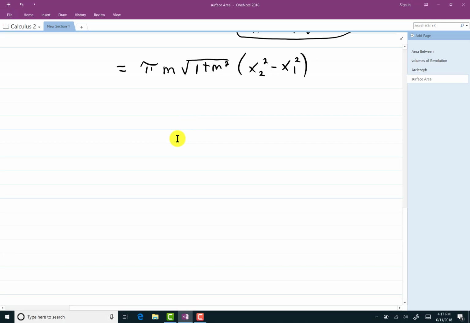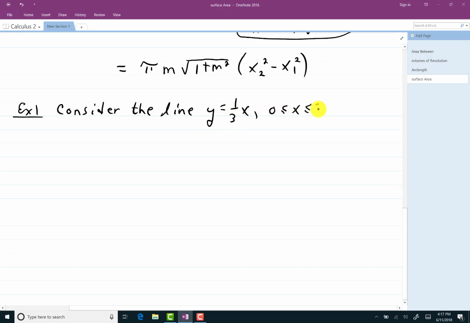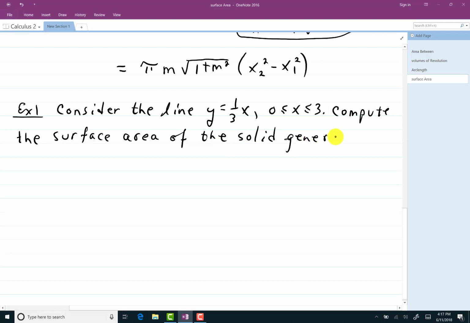Now, let's apply this to a real-life situation. As an example, consider the line y equals 1/3 x, and x is between 0 and 3. Compute the surface area of the solid generated by revolving a line about the x-axis. So our situation looks like the following.